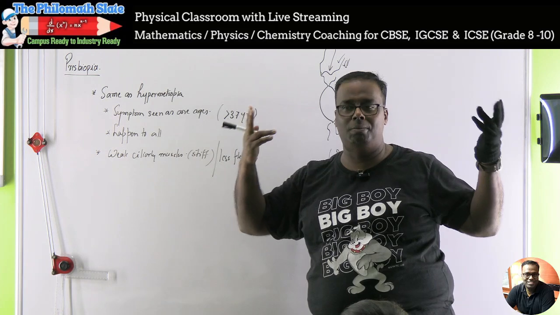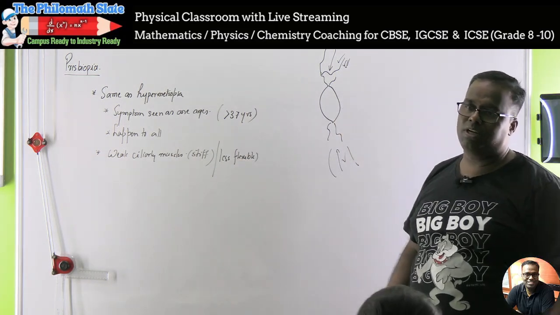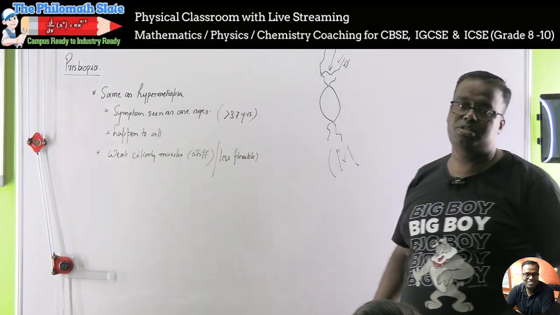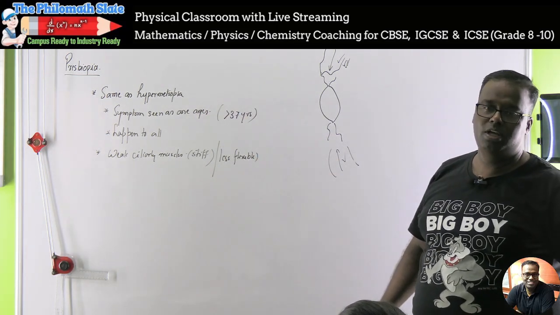So you have to go with double power. So you will have a myopic correction which is concave, as well as a presbyopic correction which is convex. So you have to go for a bifocal lens.